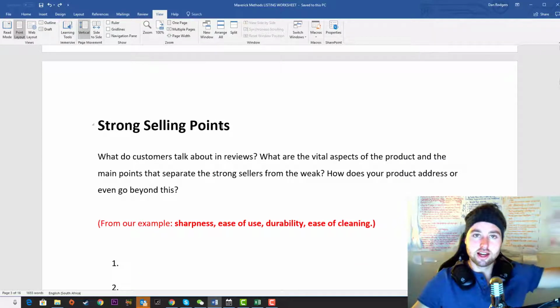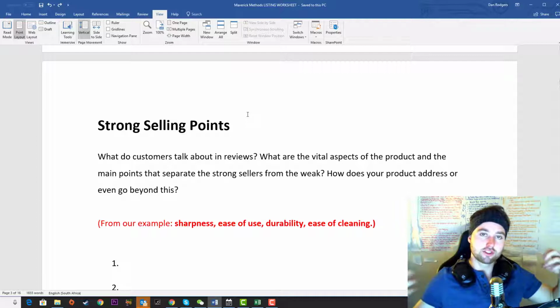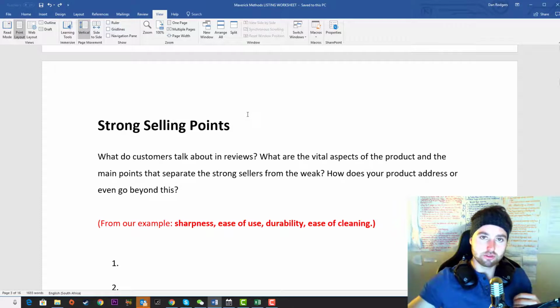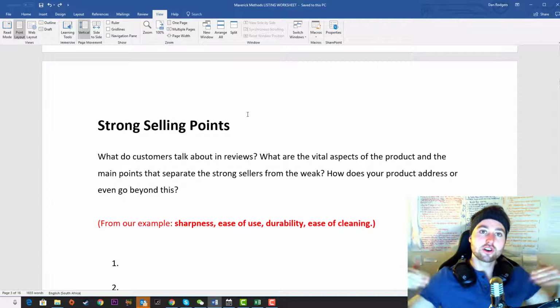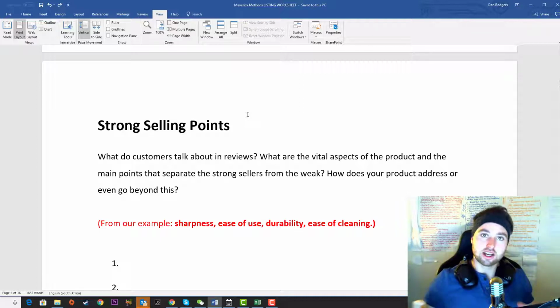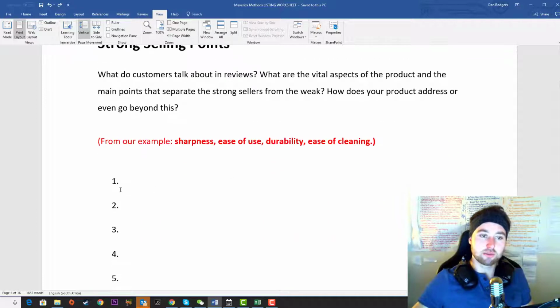Then we get to strong selling points. Here again, we're speaking about the target market, but in terms of our product, what are the strongest selling points toward that target market? What does the target market speak about in competitor reviews? What separates strong from weak selling products in the market? What are these really important attributes, features or benefits of the product that we are going to include or even go over and beyond with our own product? Your strong selling points, list them here.